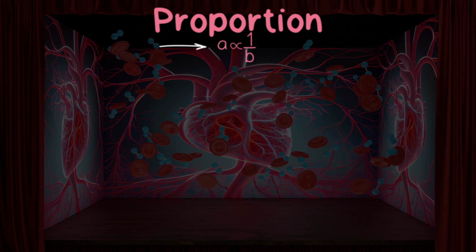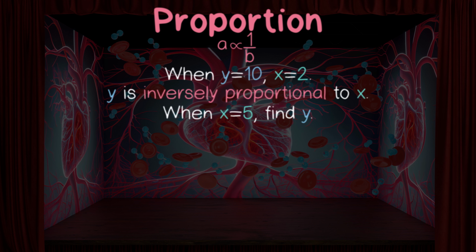This is how we state that A is indirectly or inversely proportional to B. It doesn't always have to be A or B, it could be X or Y or Q or R. So that means that now this is the formula that we use. Y is inversely proportional to x. Y equals 10 and x equals 2. When x equals 5, find y.